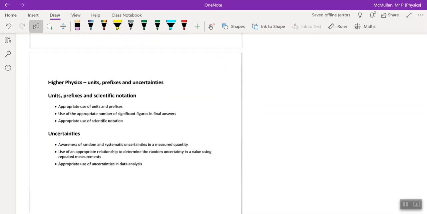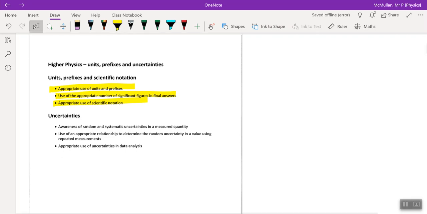So all of the booklets follow the same style as National 5. The first page tells you really what you're going to learn in this booklet. We're going to talk about using appropriate units and prefixes. We're going to talk about significant figures. And we're going to talk about scientific notation. Then we're going to talk about uncertainties. This is just being aware that any reading you take in an experiment is subject to some sort of uncertainty in the value.